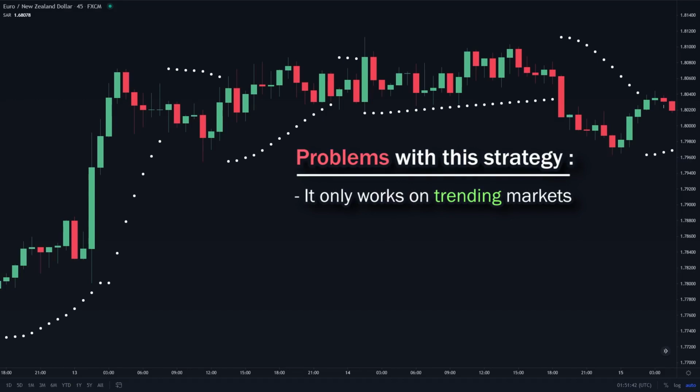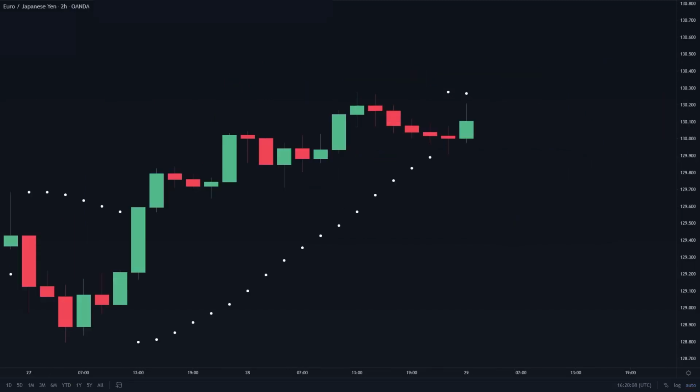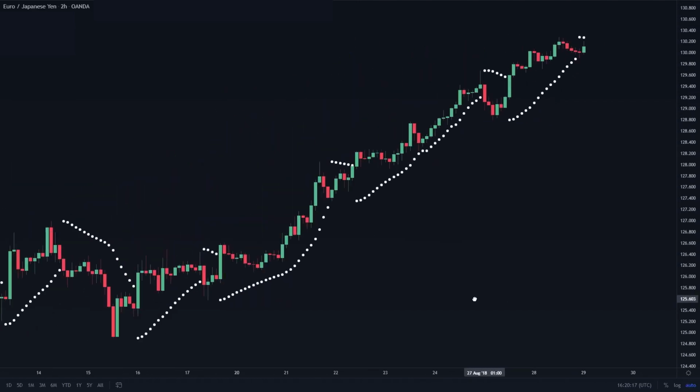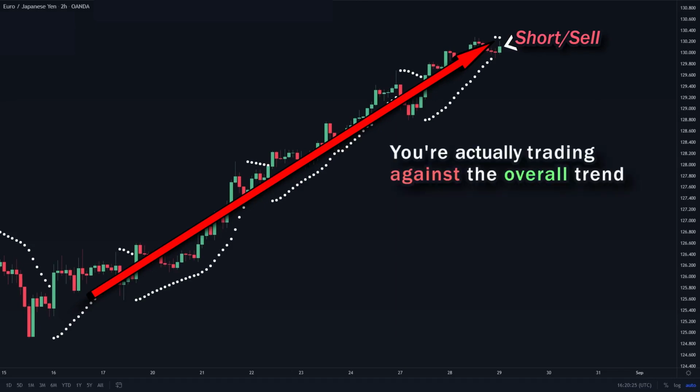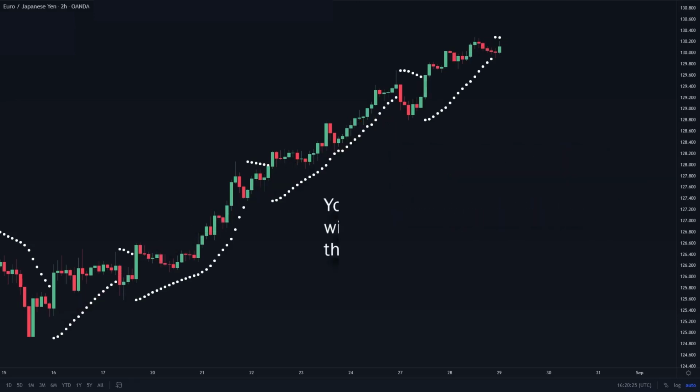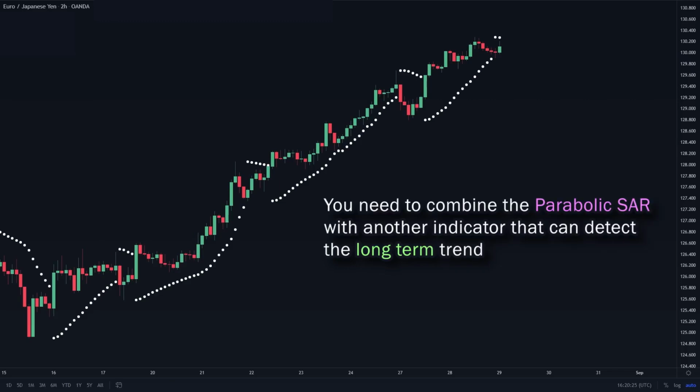The second problem with using the Parabolic SAR this way is that it doesn't take the long-term trend into consideration. Let me explain. Let's say you enter a short position here because the Parabolic SAR switches to above the candle. Now if you zoom out and look at the overall chart, you can see that the overall market is actually on an uptrend. So if you took a short position here based on signals from the Parabolic SAR alone, it means you are actually trading against the overall trend, which is not a good idea. And that is why the solution to this is you need to combine the Parabolic SAR with another indicator that can detect the long-term trend. An example of that would be the 200 period exponential moving average.